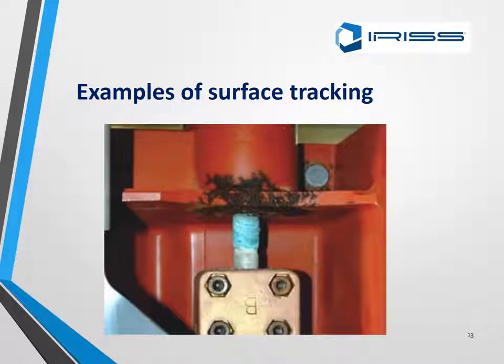Here we go, it's another example of surface tracking. You can see now it's starting to get a bit darker, whereas the white residue powder has started to oxidize, so it's now gone a different color, as you can see.